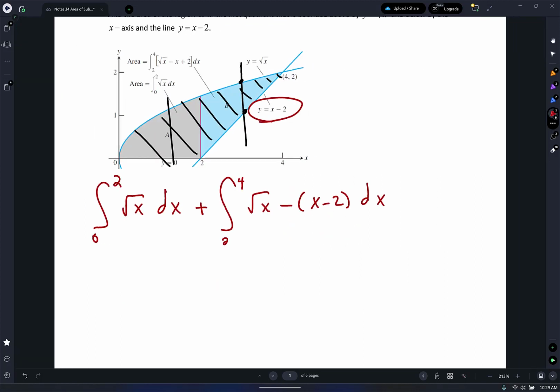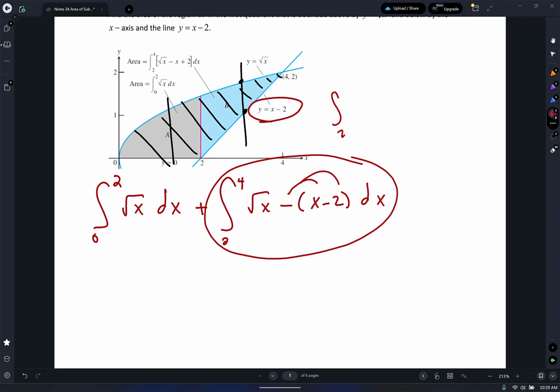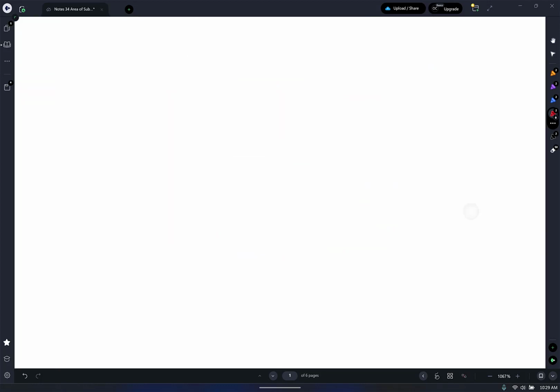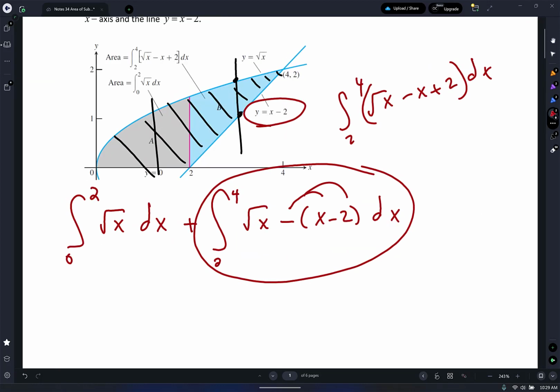If you want to distribute this negative, then this integrand here from 2 to 4 is just the integral from 2 to 4 of square root of x minus x plus 2 dx. And you can put parentheses on all that if you want to. You don't necessarily have to. All right, let's see how this works, just doing it longhand.